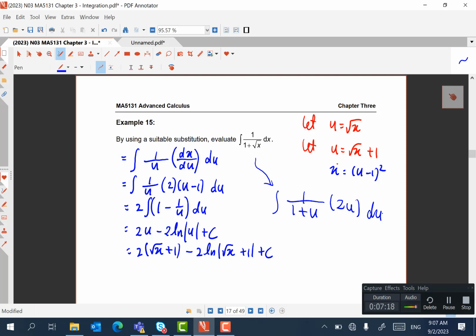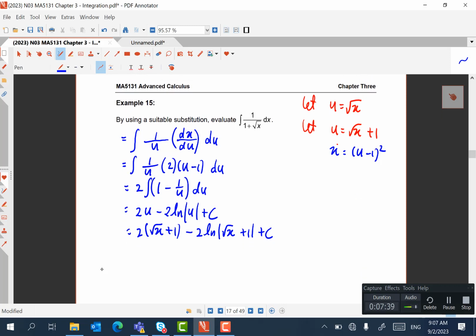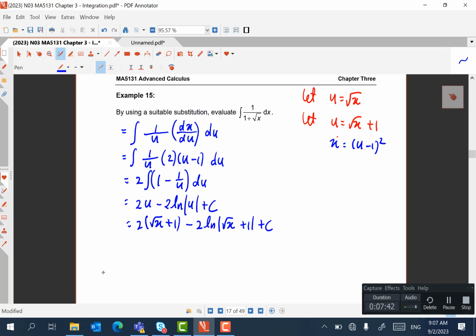If you do it by the first substitution, you either say partial fraction or you do it by the so-called long division. Depends on you. Both of them will work, both substitutions will work. Okay, that is example 15.